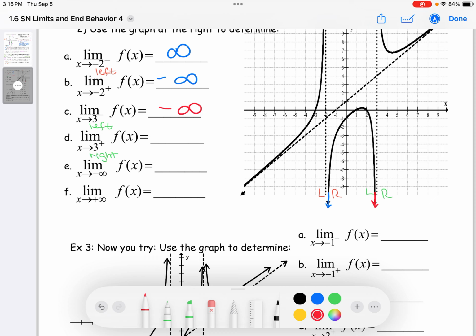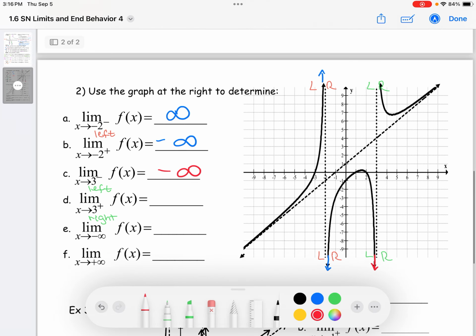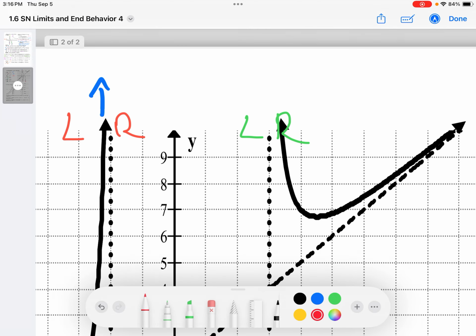The right side limit, the right side is going up. Okay, that right side is going up. So that limit is positive infinity.